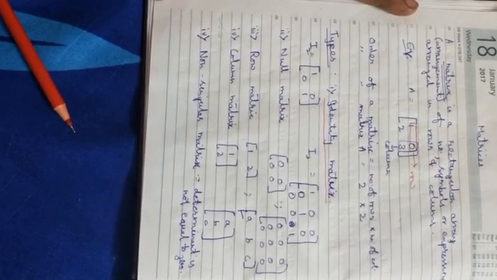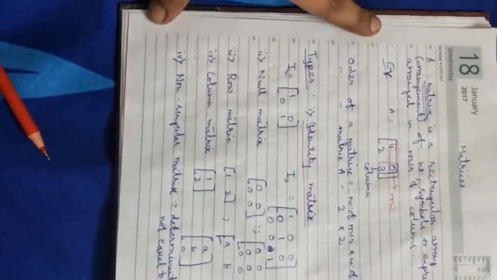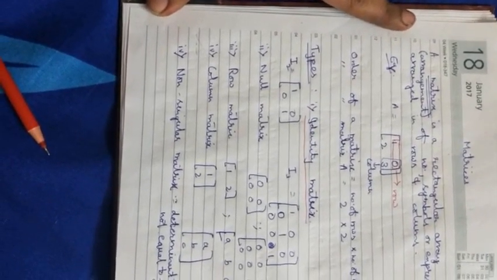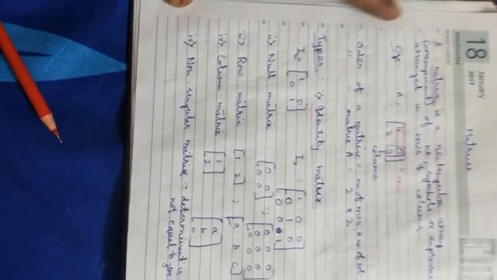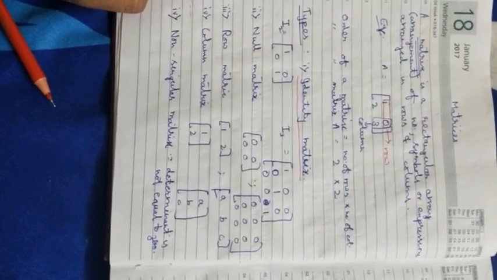Coming to the next one, the null matrix, which has all elements equal to 0. The row matrix is the one which has only one row, and the column matrix is the one which has only one column. And a non-singular matrix will be a matrix whose determinant will not be equal to 0.